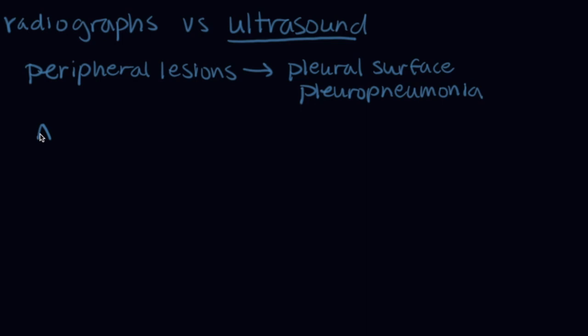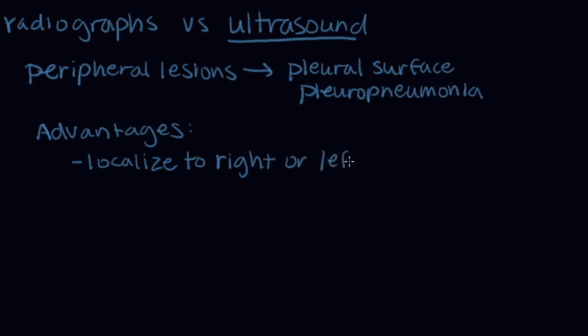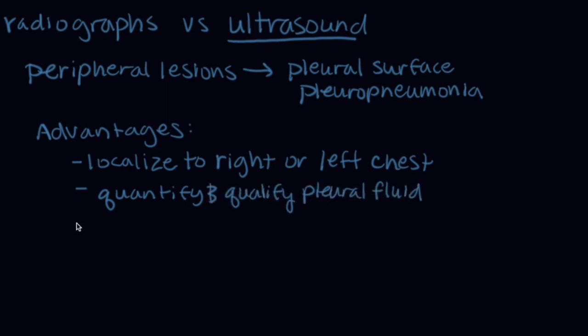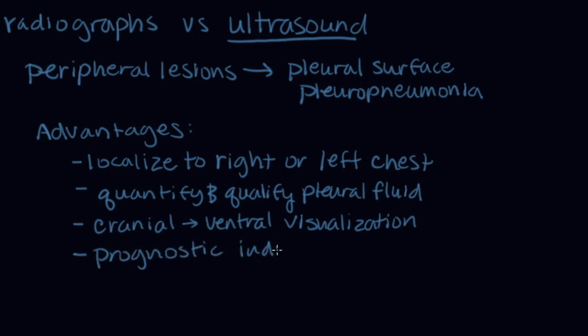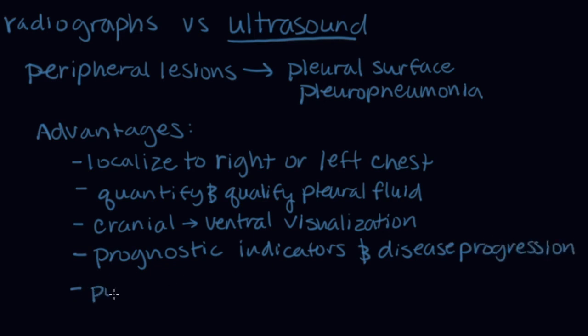The advantages of ultrasound are that lesions can be localized to either the right or left side of the chest. Ultrasound is sensitive for qualifying and quantifying pleural fluid. Ultrasound offers good cranial to ventral visualization. It can be used to identify prognostic indicators and monitor for disease progression, and is applicable for portable and field applications.